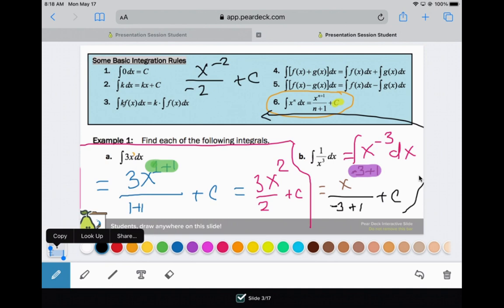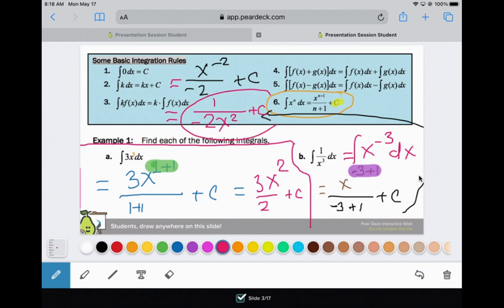Okay, now we're going to bring down the negative. So I'm just going to bring down this x. If I bring it down, there's nothing on the numerator. So negative 1 over 2 x to the second power plus c. So you're going to add 1, you're going to divide by that new exponent, and do the plus c.